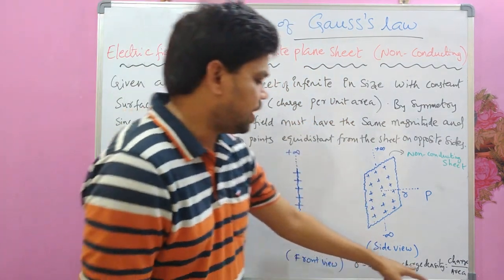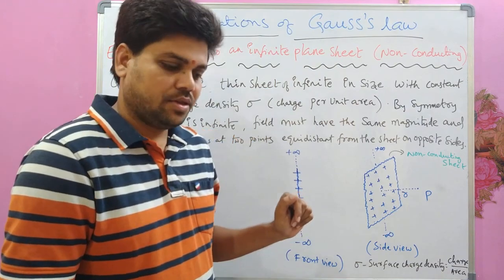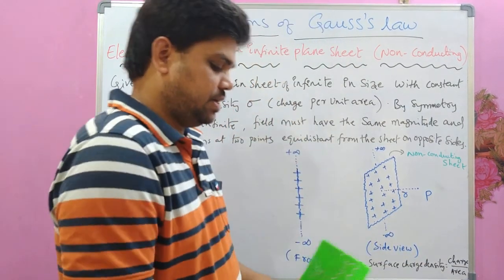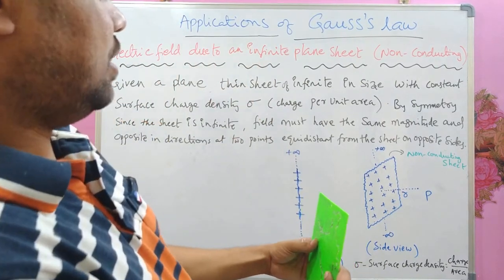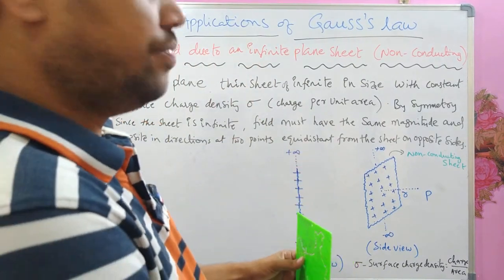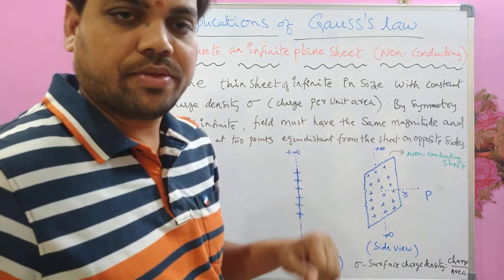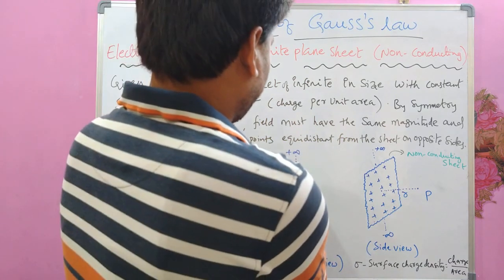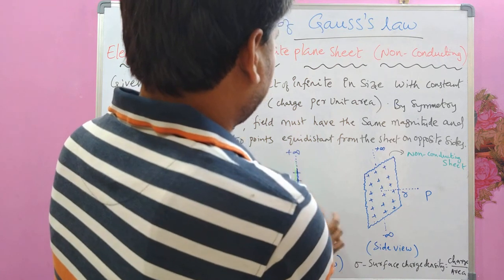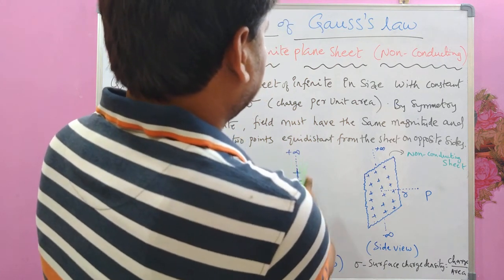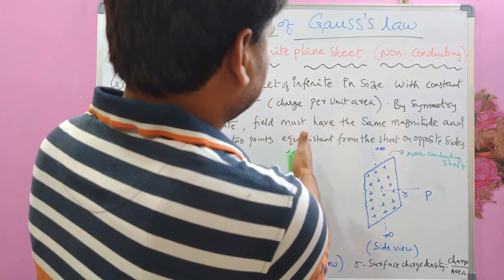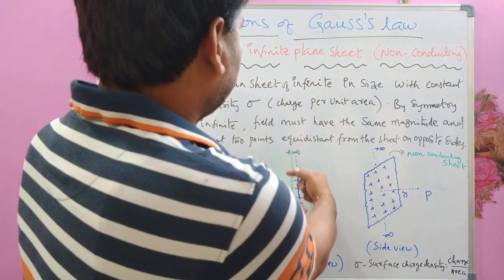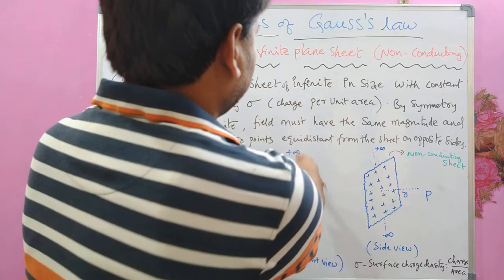This is a side view actually. If my sheet is this, and I see from this side, that is the side view. But the front view will look like this. The charge is distributed. You don't see the side of this, you will see only the charge on this. That is the front view.